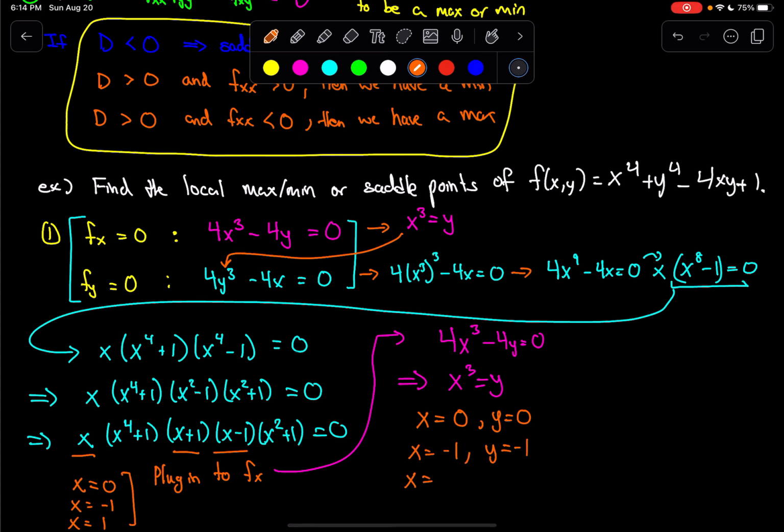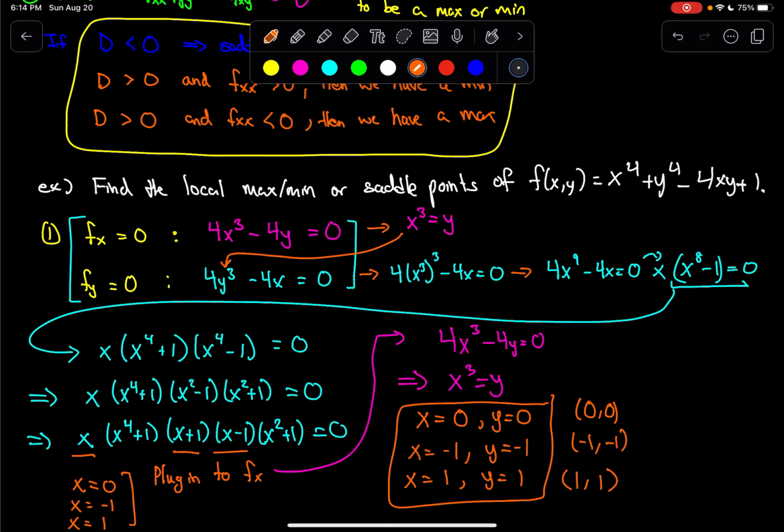And if I plug in x is +1, I'm going to get the value y is equal to +1 as well. So here are our potential critical points. We have (0, 0), (-1, -1), and (1, 1). These are potential maxes, mins, or saddles.